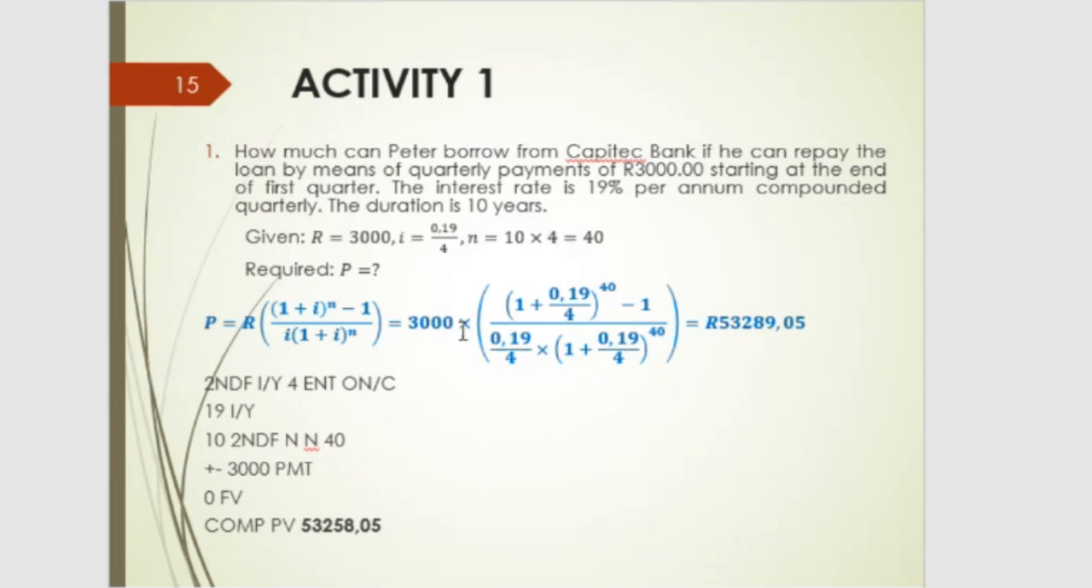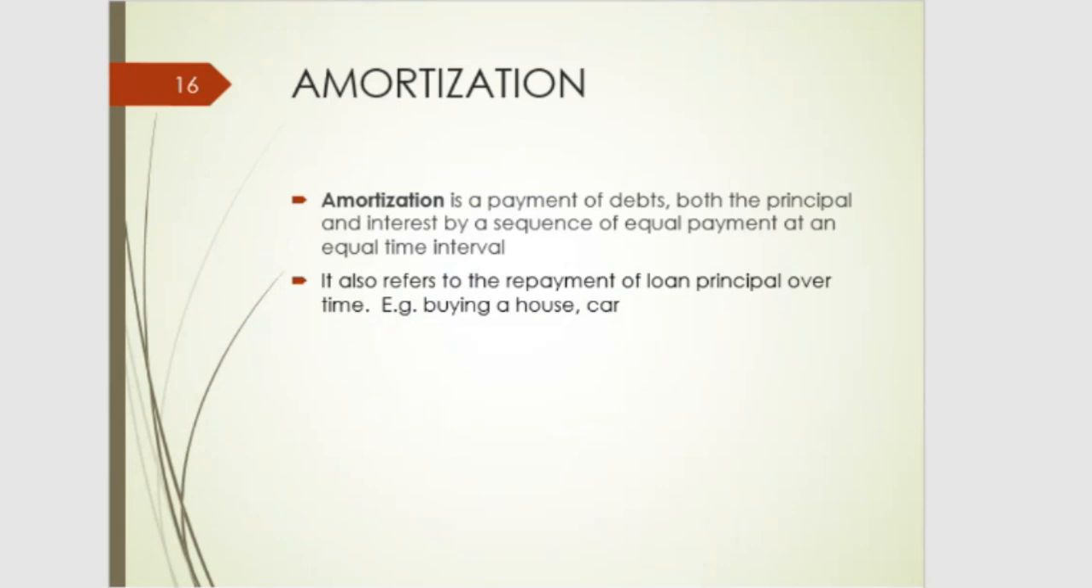Then using this formula, we get that the answer is going to be 53,289.05. This is the amount he'll be paying, that 3,000 quarterly. So the amount that the bank is going to give him is this one. And then again, we use a financial calculator to get to that answer. So that was it in terms of the annuities.